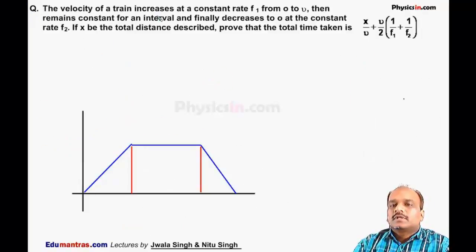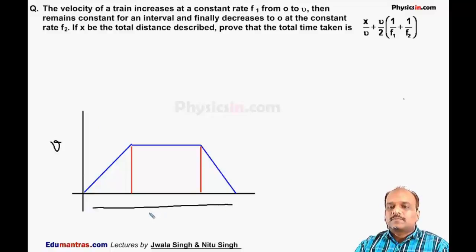The velocity of a train increases at constant rate f1 from 0 to v. Then it remains constant for an interval and finally decreases to 0 at a constant rate f2. If the total distance described by the train is x, then we have to prove that the total time taken is x by v plus v by 2 bracket 1 by f1 plus 1 by f2. Now, this is the velocity and this is the total distance traveled by the train.